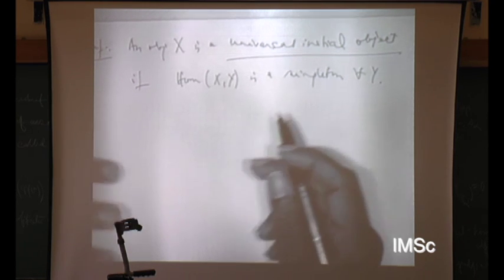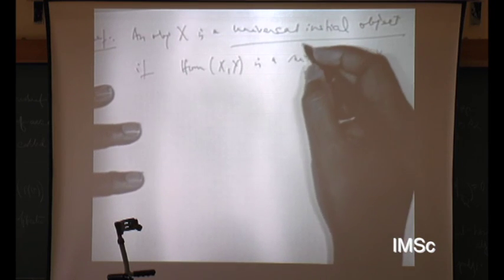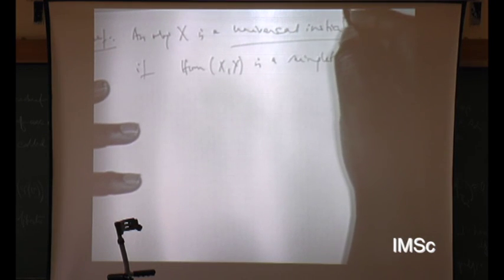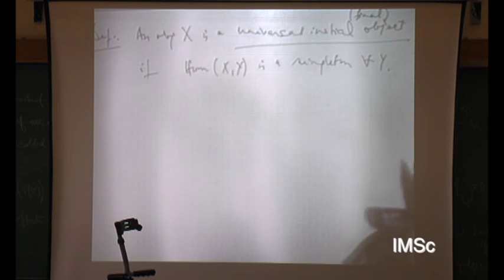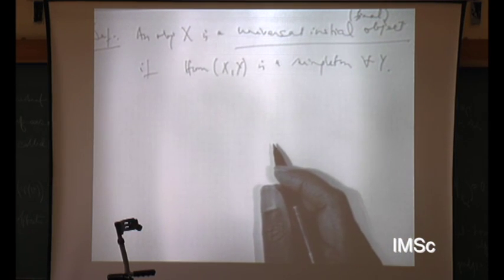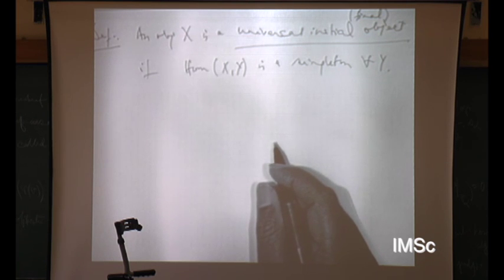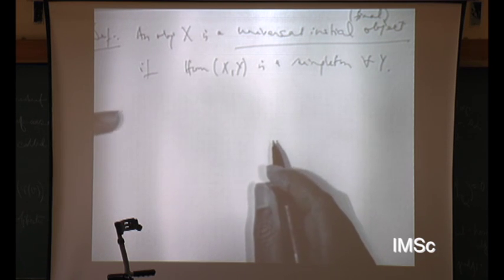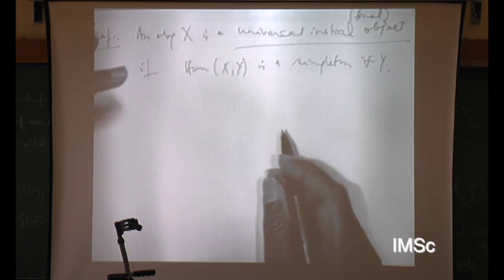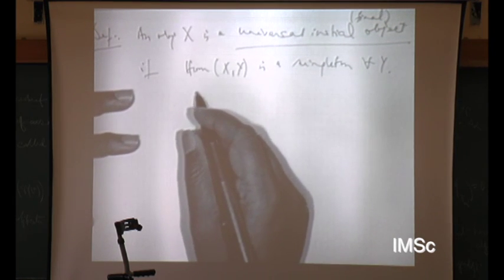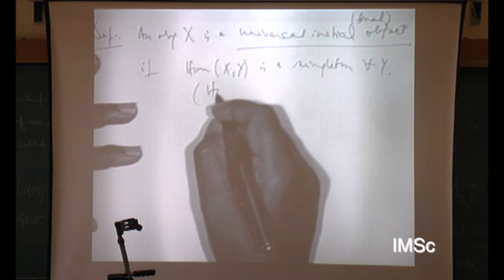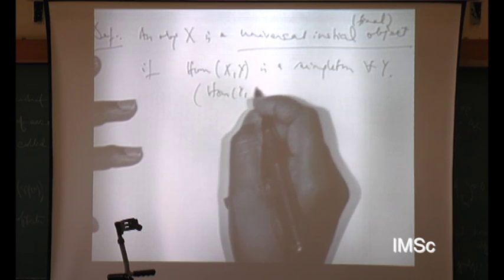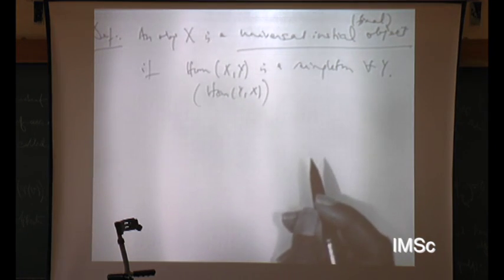Okay. And similarly, you call it a universal final object if Hom(Y, X) is a singleton for all Y. So I will change the definition accordingly.